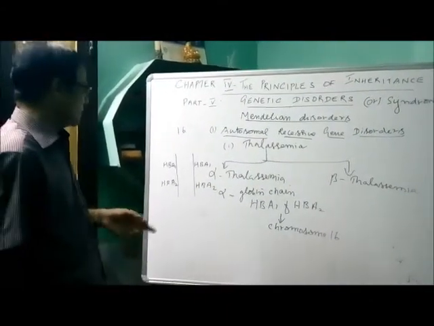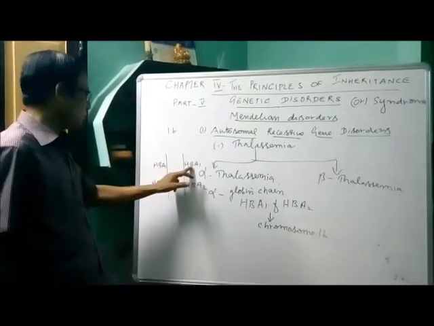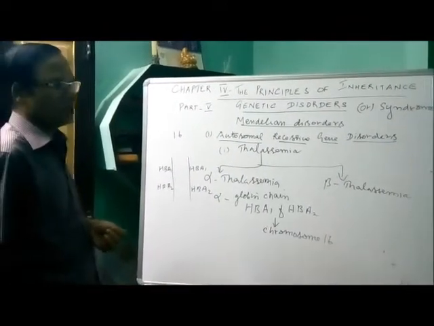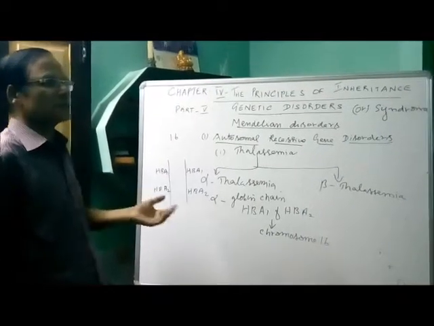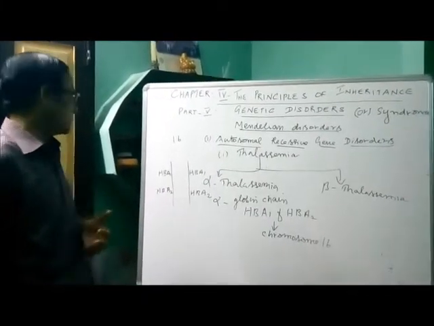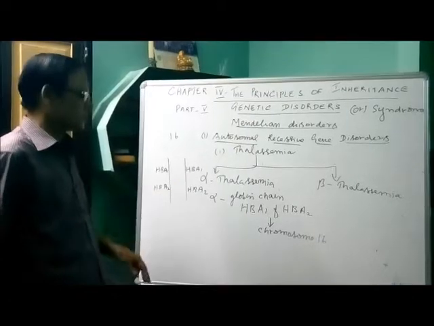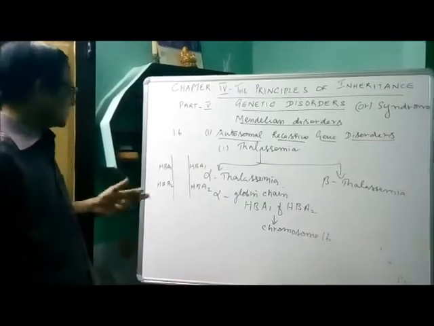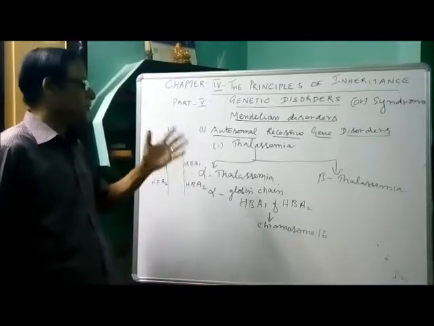When mutation occurs in any one of the four genes, I am counting together four genes, it results in the development of alpha thalassemia, leading to the production of abnormal alpha globin that causes the destruction of RBCs. So, mutation in one or more of the four genes, either one gene or two genes or three genes or all four genes together, results in the production of abnormal alpha globin, and that results in alpha thalassemia.